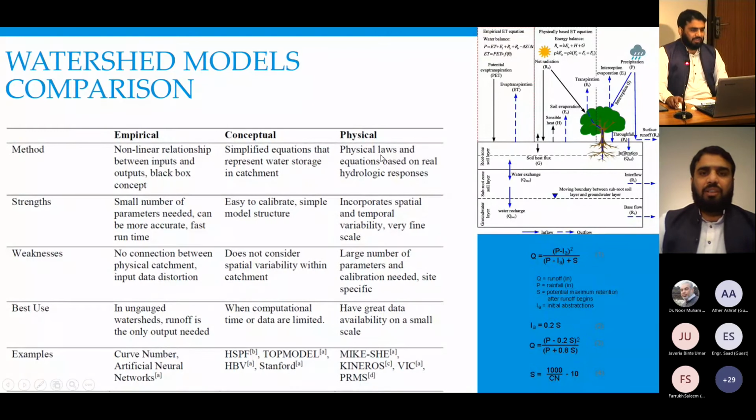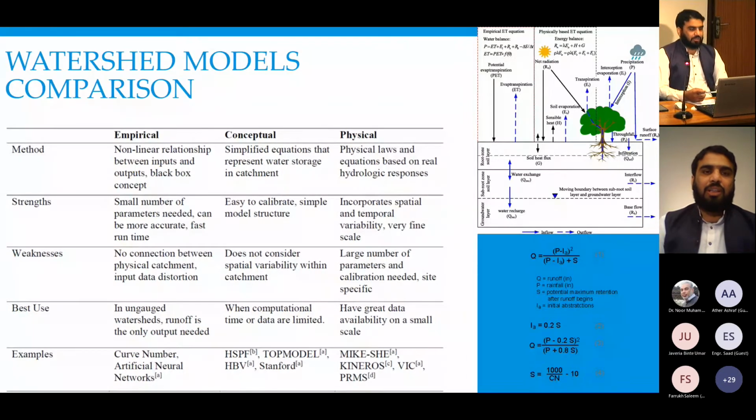And further is the physical. You can see on the upper side of the slide, here is the physical process that is being performed in the whole hydrological system. If the models follow all the physical laws and equations based on the real hydrological process, then they will be categorized into the physical models. And in between there is the conceptual model which uses simplified equations that represent water storage in the catchment. So every model has different strengths.